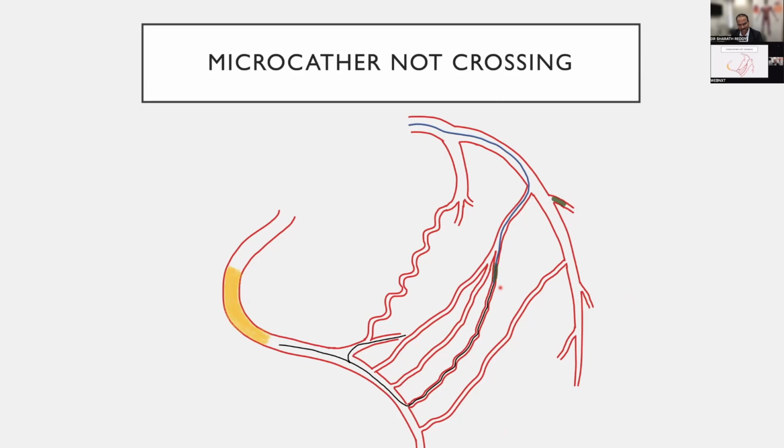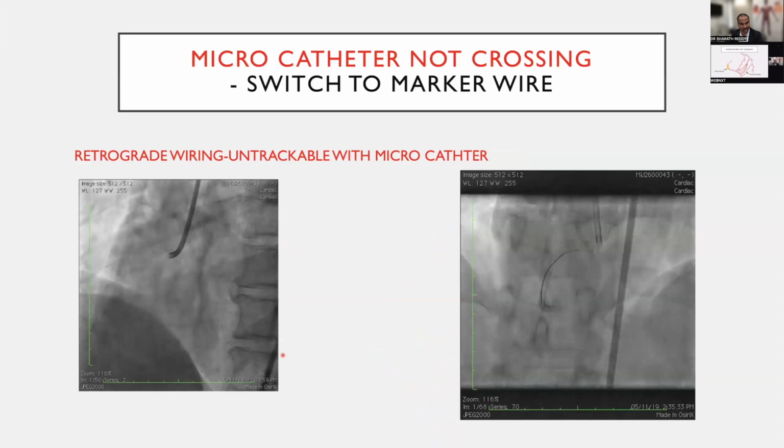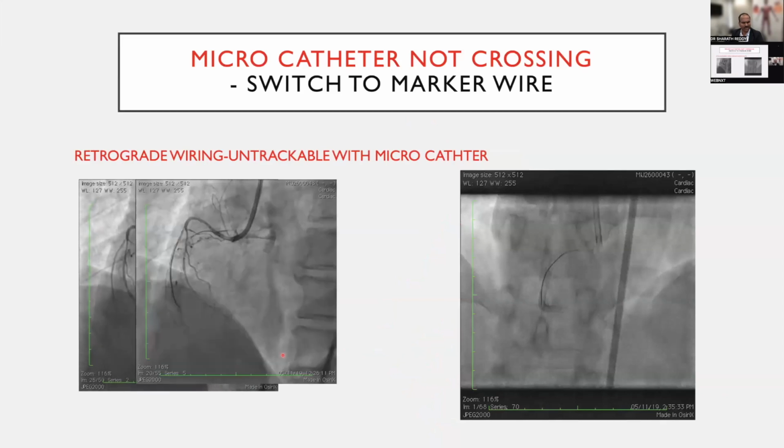If that doesn't work, then you can dilate your septal collateral itself and send a microcatheter. If that is not working, then change the collateral, move to another septal and do it. If that is also not working, you can switch to a different strategy, like the marker wire technique or ADR.